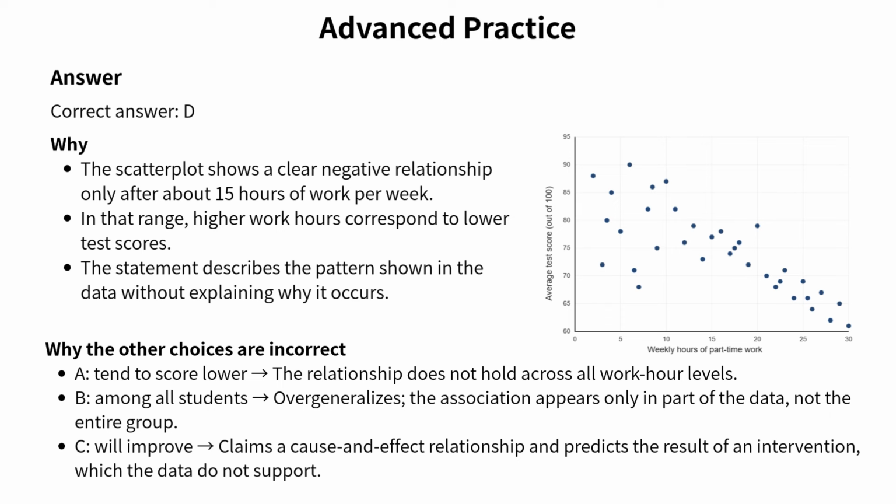Choice A is incorrect because the relationship does not hold across all work hour levels. Using tend to for the entire group is too broad. Choice B is incorrect because it overgeneralizes. The association does not apply to all students, only to part of the data. Choice C is incorrect because it claims a cause and effect relationship and predicts the result of an intervention, which the data do not support. On the SAT, even association language must match the scope of the data exactly.